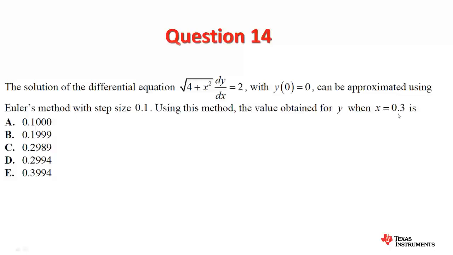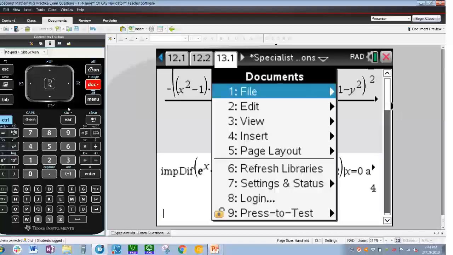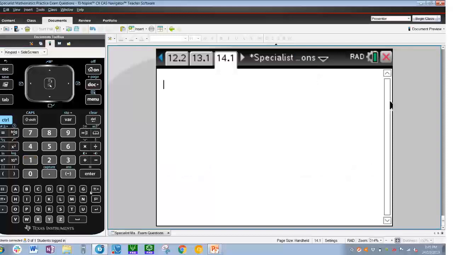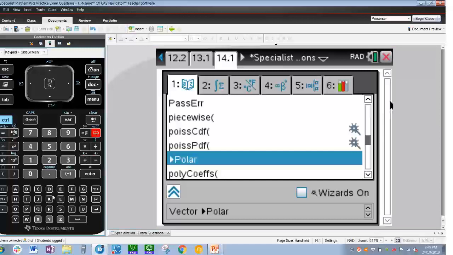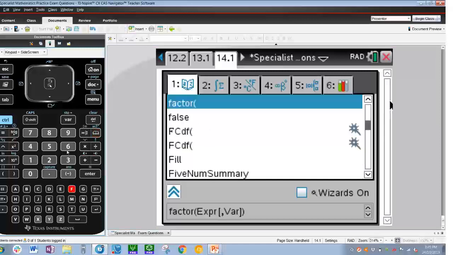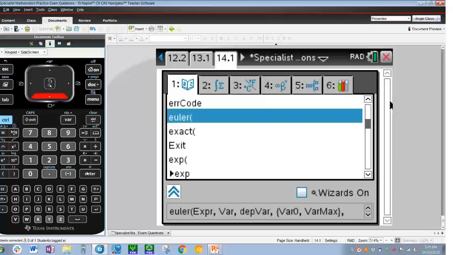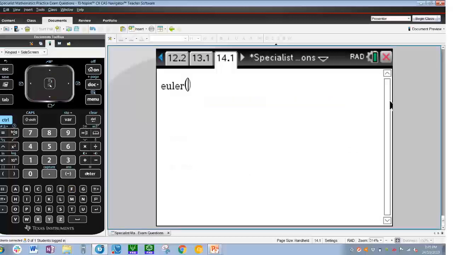So to use Euler's method, we simply have to use the Euler command. Now, to use the Euler command, you can press the book or the catalog. I'm going to press F to get to the bottom of E, press up a couple of times, and we should see Euler right there. Okay, so first things first, by hand, we would solve the equation to get dy dx as the subject.